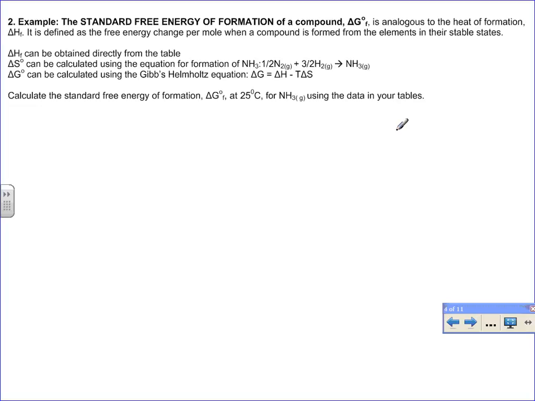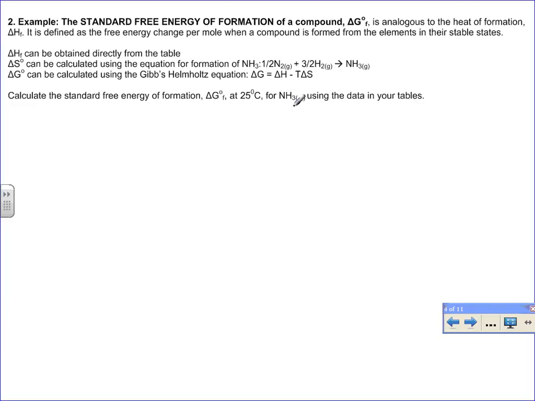Now we can also calculate the standard free energy of formation of a compound, delta G naught F, and it's the same definition, or similar definition to delta H naught F. You'll recall that delta H naught F is the energy released or absorbed when 1 mole of a substance is formed from its elements in their standard states. We're going to calculate the free energy of formation of ammonia, or NH3, using data in our tables.